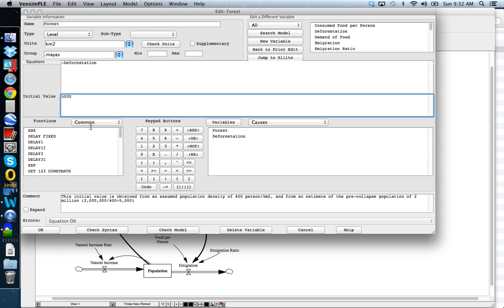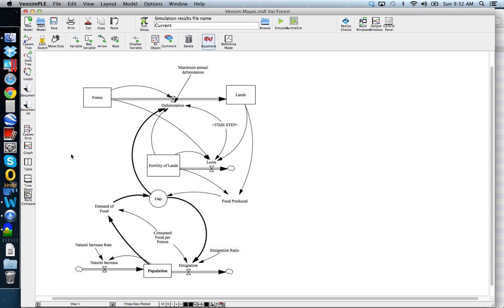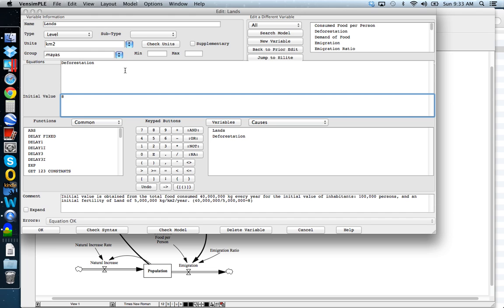So let's get out of this. The forests get deforested and get transformed to lands. So I'm going to go to lands first, and then I'll come back to the deforestation. Lands is a stock that only gets produced. When we talk about land, it is essentially cultivated land. Cultivated land is found through deforestation.